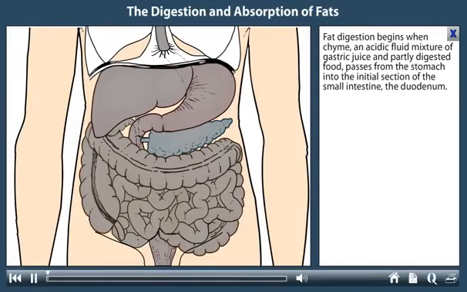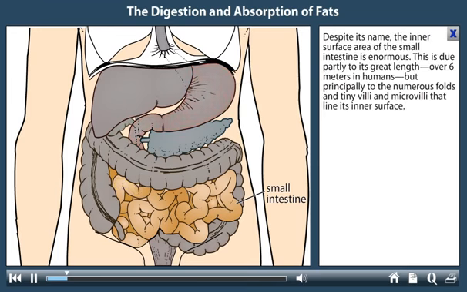Fat digestion begins when chyme, an acidic fluid mixture of gastric juice and partly digested food, passes from the stomach into the initial section of the small intestine, the duodenum. Despite its name, the inner surface area of the small intestine is enormous.